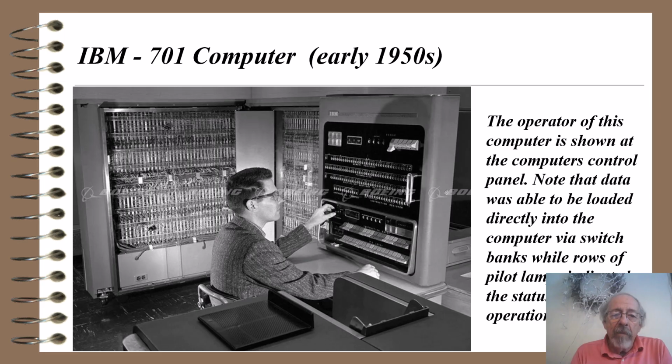Here's an IBM 701 computer from the early 1950s, and you can see the operator of this computer is shown at the computer's control panel. Note that data was able to be loaded directly into the computer via switch banks. Those are the lower rows on this panel right below his left hand. And there's a bunch of pilot lamps indicating the status of the CPU operations above his hand on the control panel.